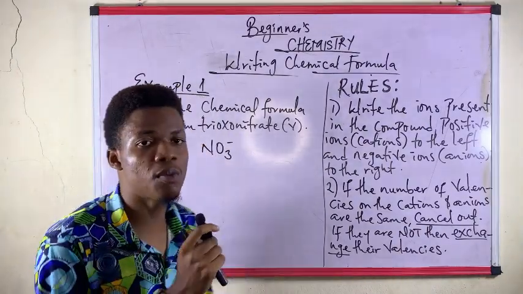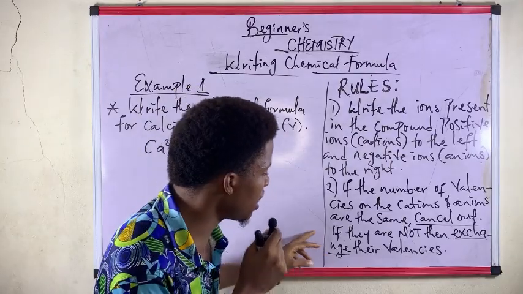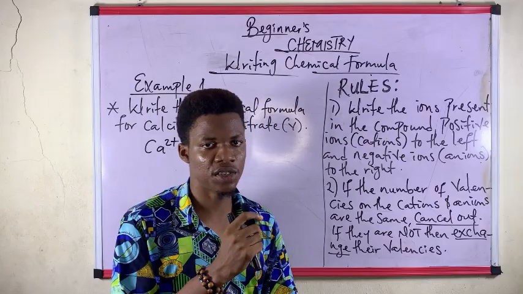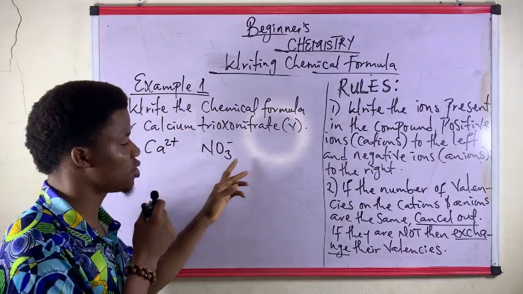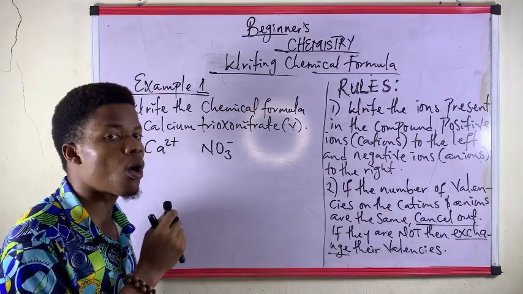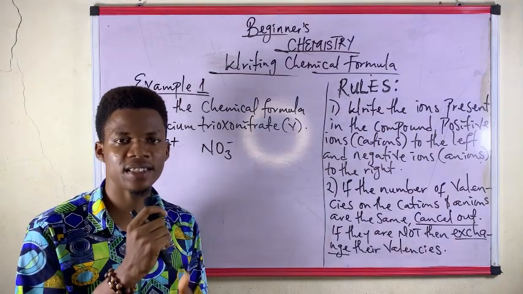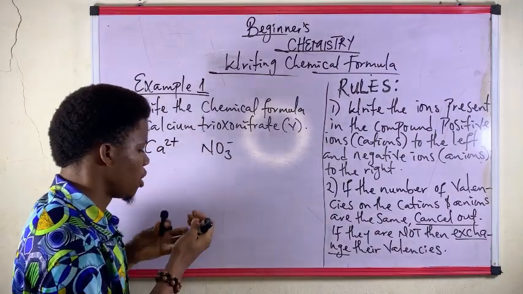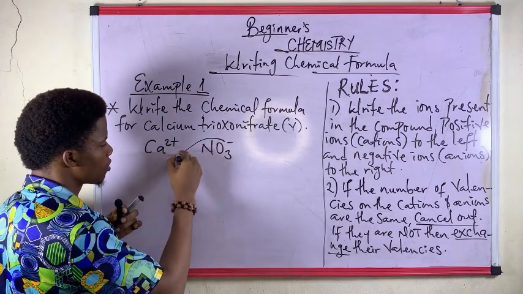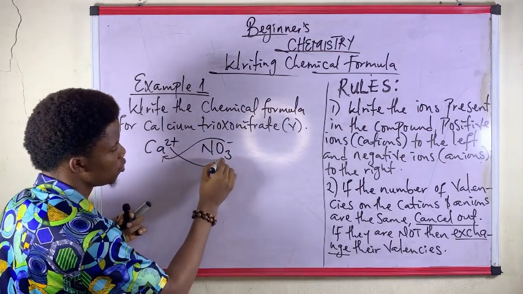So if they are not the same, what are we supposed to do? Now if they are not the same, then we exchange their valencies. So this is 2 and this is 1, they are not the same. So since they are not the same, what do we do? We are going to exchange their valencies. So how do we do this? Very easy. Let 1 come this way and let 2 go this way.